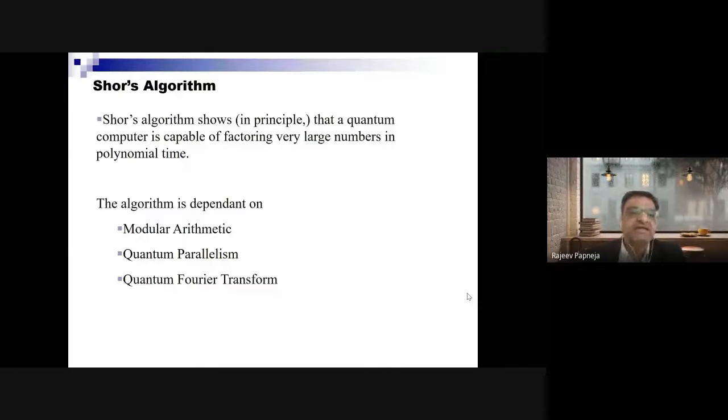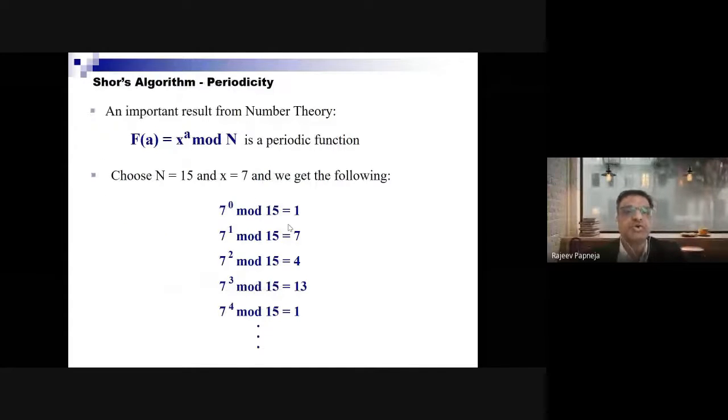And this again is dependent on many other phenomena like modular arithmetic, quantum parallelism and Fourier transformation. That requires a deep study of quantum algorithms. But just to touch base on how a quantum algorithm works, and how Peter Shor did this. One of the results from number theory, which we all know, is that the function f of a is x raised to a mod n. It's a periodic function.